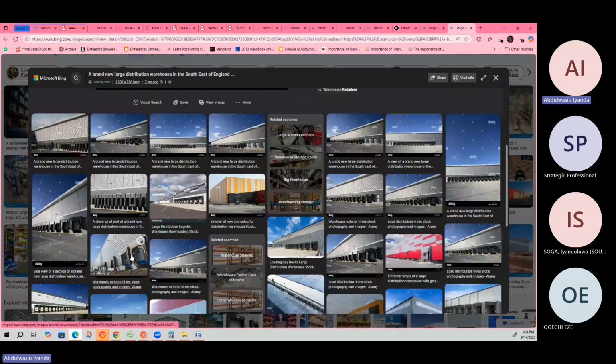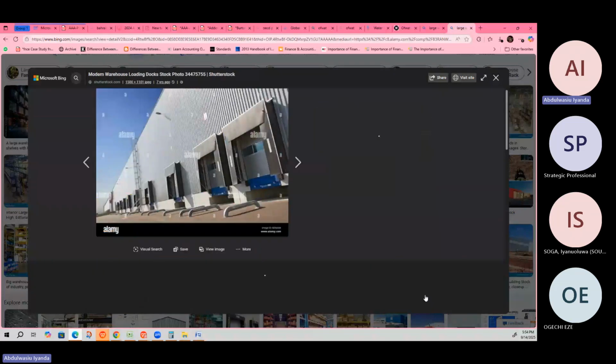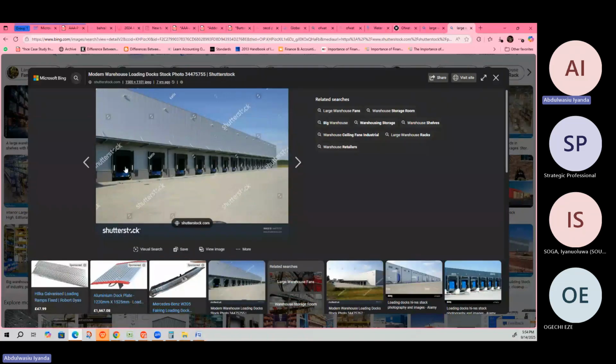Look at this now. There's an entrance in each. It can be a big warehouse like this, but everybody has his own entrance, his own compartment. So this is my own door, and this is your own door as well. Let's assume this is the big warehouse, but we have different tenants. This one can be like 10, so we are going to have 10 tenants. This is what this company is doing.